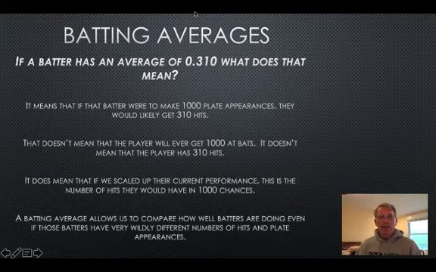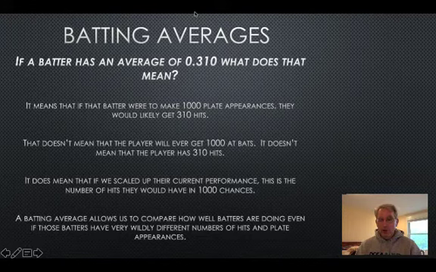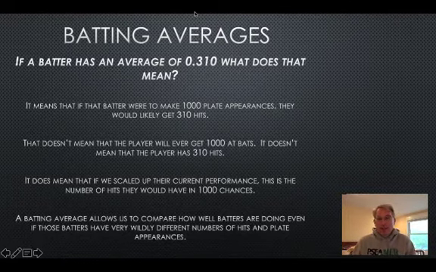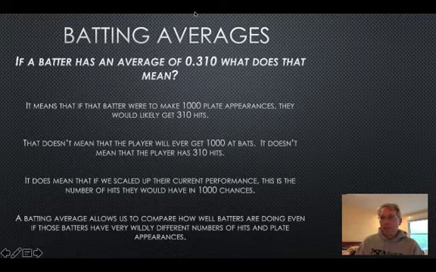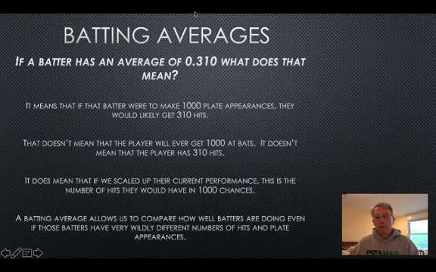If a batter has an average of 310, that means that on average in 1,000 plate appearances that batter will get 310 hits. It doesn't mean that the player will ever have 1,000 at bats, and it doesn't mean that the player has 310 hits. What it does mean is that if we scaled up however many hits and however many plate appearances they have right now to 1,000 plate appearances, how would they do? So a batting average allows us to compare how well batters are doing, even if one player has played 27 games and the other player has played 58 games. It allows us to compare things that appear different.